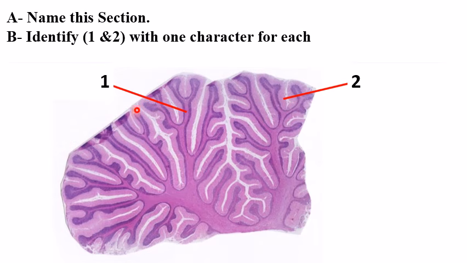Dear students, this is a section in the cerebellum. I know it from the folia, this fold. Number one is the pale white matter. Number two is the dark gray matter, the outer cortex, formed of the molecular, Purkinje, and granular layers.